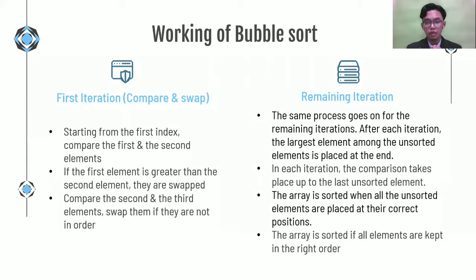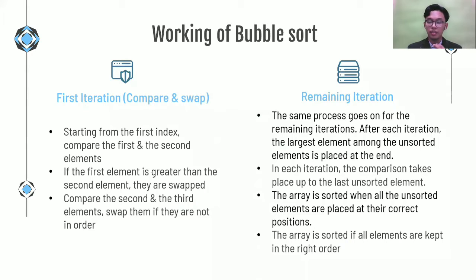First iteration, compare and swap. First step, starting from the first index, compare the first and the second elements. After that, if the first element is greater than the second element, they are swapped. Third step, compare the second and the third elements. Swap them if they are not in order.